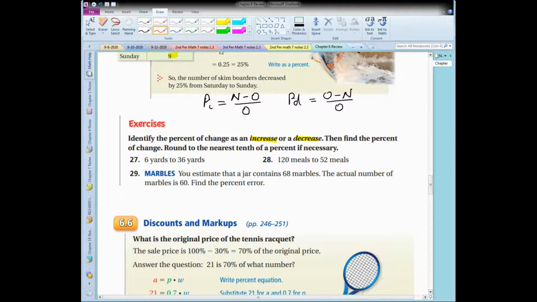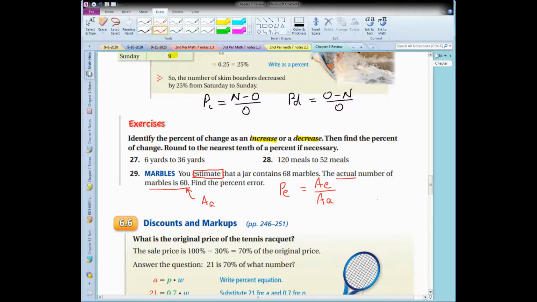The other formula we talked about is the percent of error. And remember, that is the amount of the error divided by the actual amount. So in number 29, you estimate, you guess that the jar contains 68 marbles. Okay, that's your guess. The actual number of marbles is 60. So that is my actual amount.